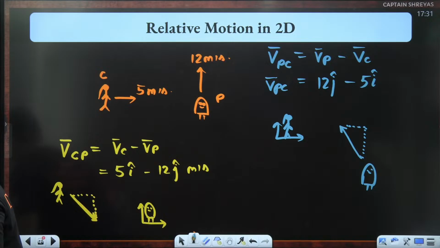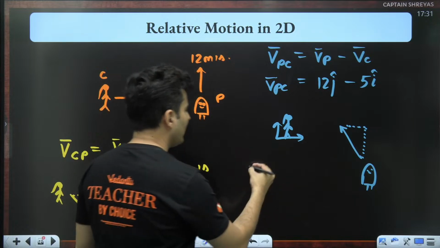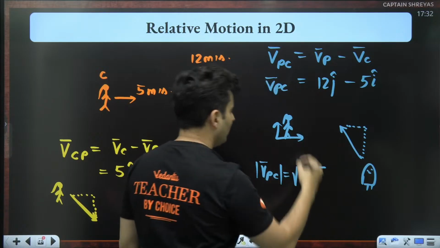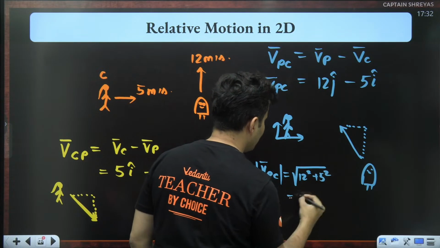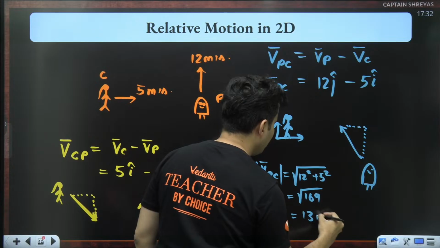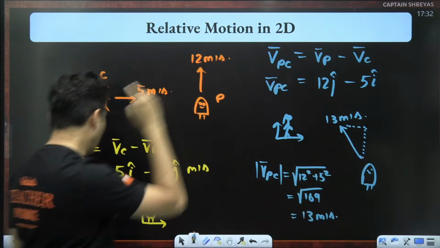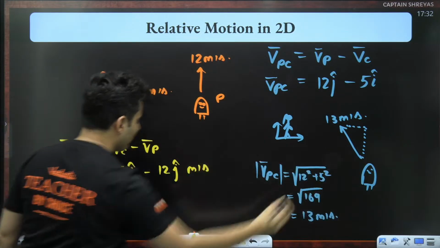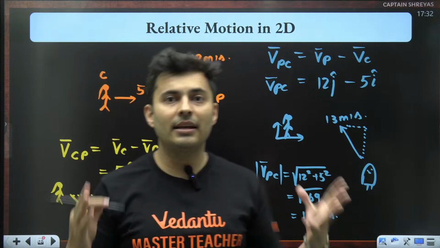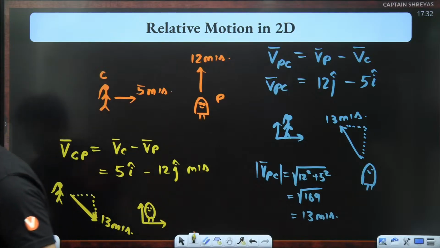Yeah, everyone? Okay. Now if I ask you what is the magnitude of this, it's not that difficult. If somebody asks you what is VPC's magnitude, it will be root of 12 square plus 5 square, which is root 144 plus 25, which is root 169, which is 13 meters per second. Champa sees Pandu going like this with a speed of 13 meters per second, and Pandu sees Champa going like this with the same speed but in the opposite direction. That is all that is there in relative motion, even in 2 dimensions or even in 3 dimensions.